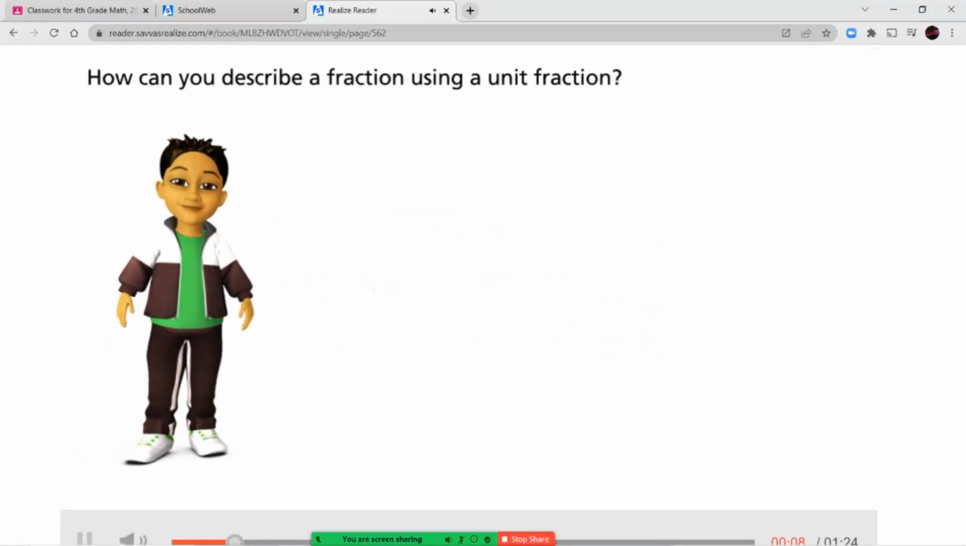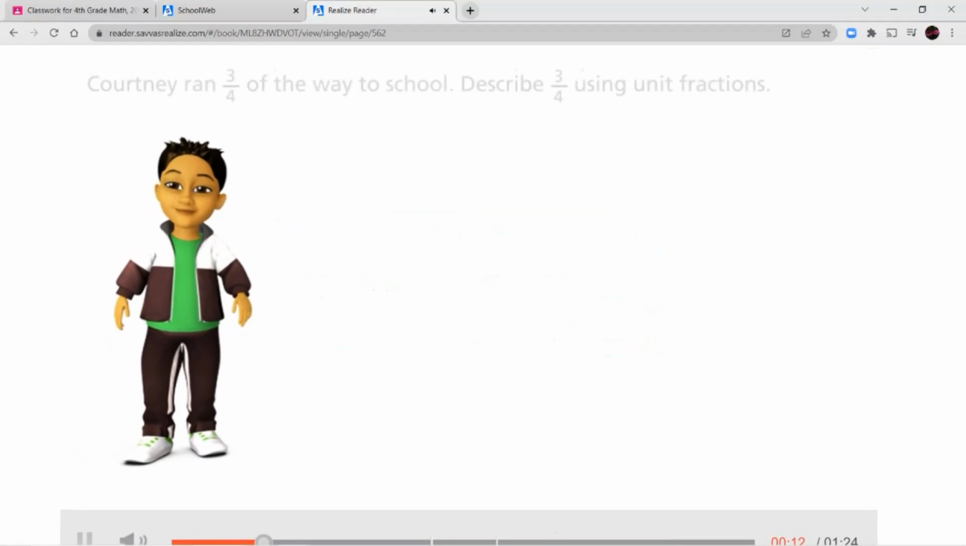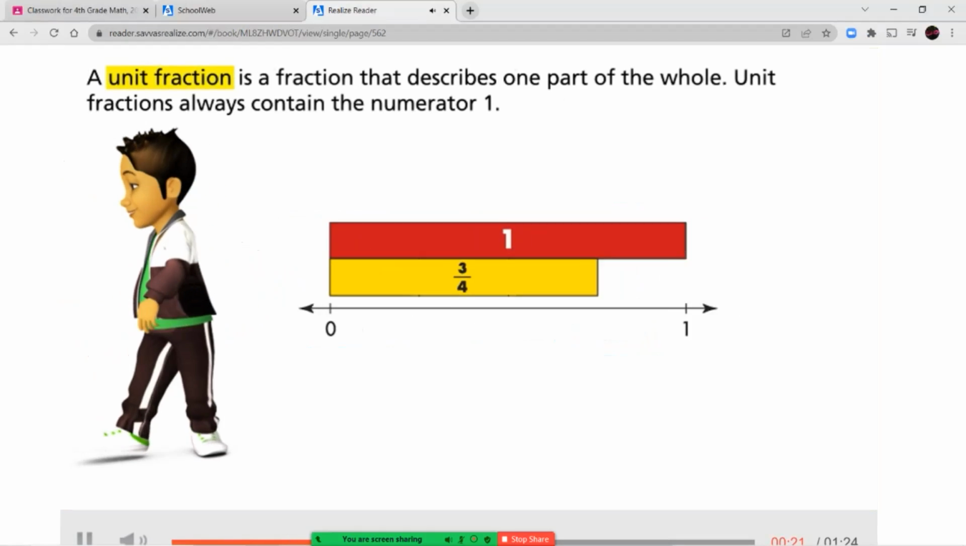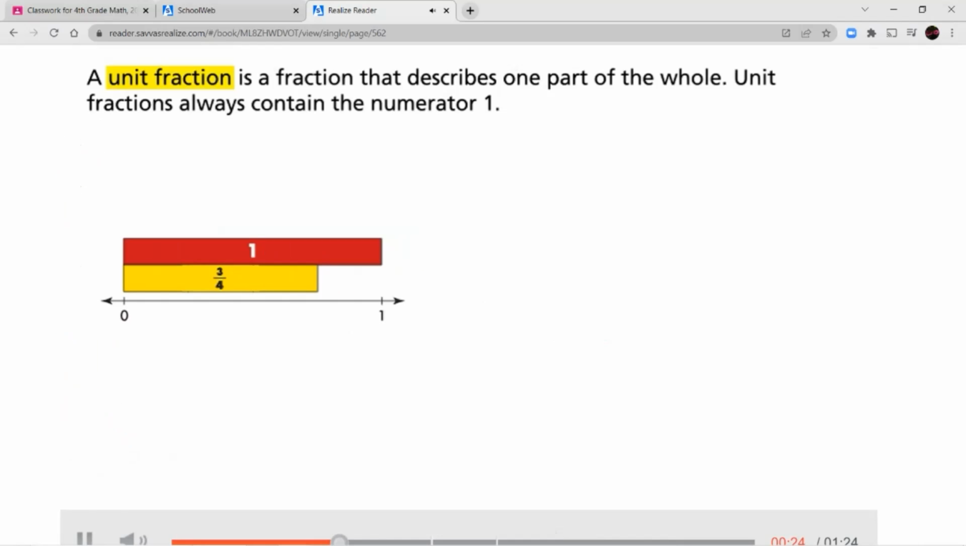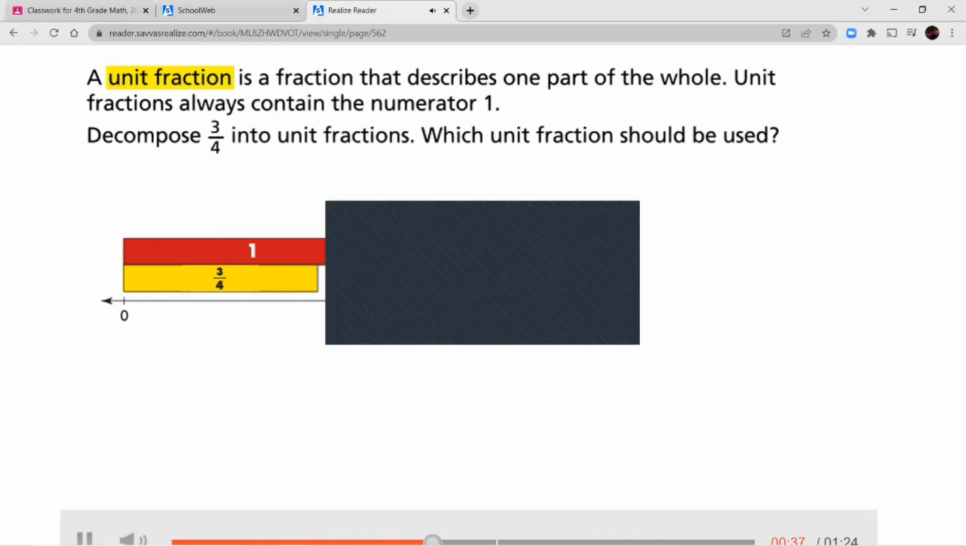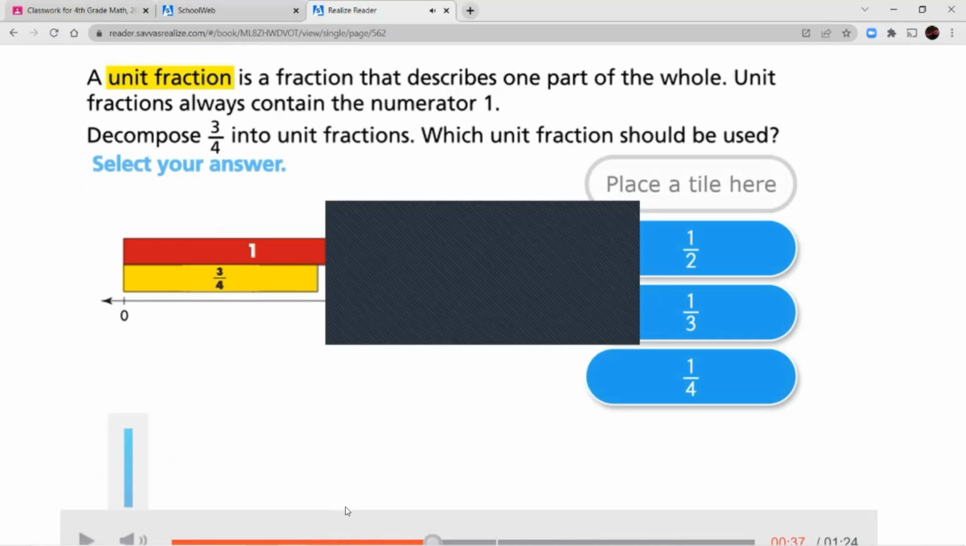How can you describe a fraction using a unit fraction? Courtney ran 3/4 of the way to school. Describe 3/4 using unit fractions. A unit fraction is a fraction that describes one part of the whole. Unit fractions always contain the numerator 1. Decompose 3/4 into unit fractions. Which unit fraction should be used? Select your answer.